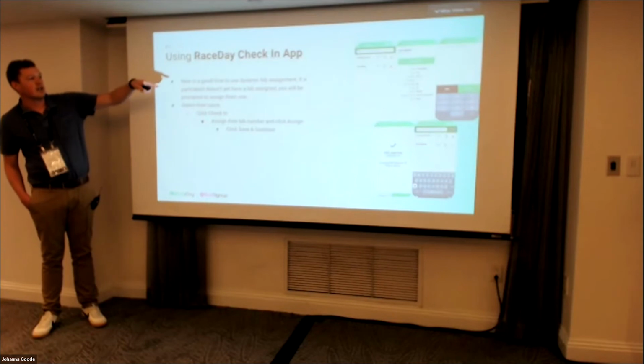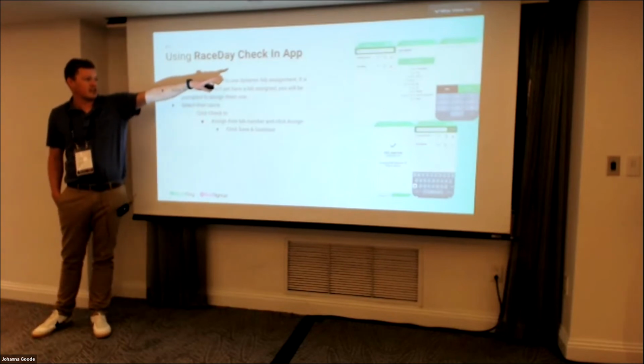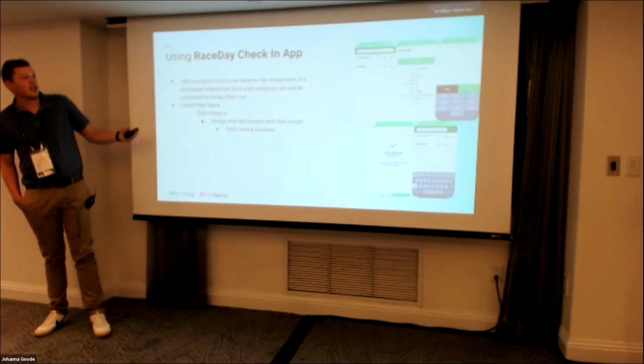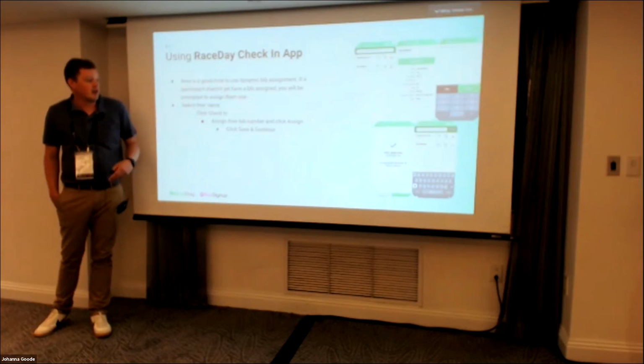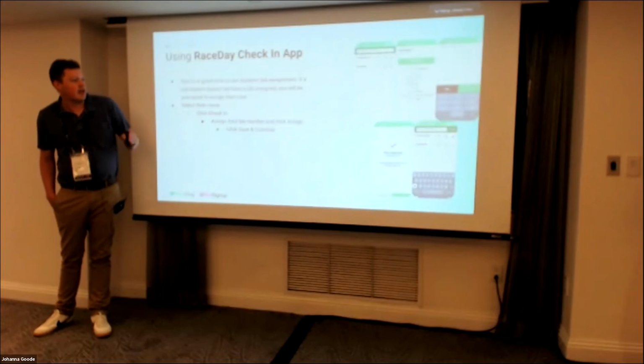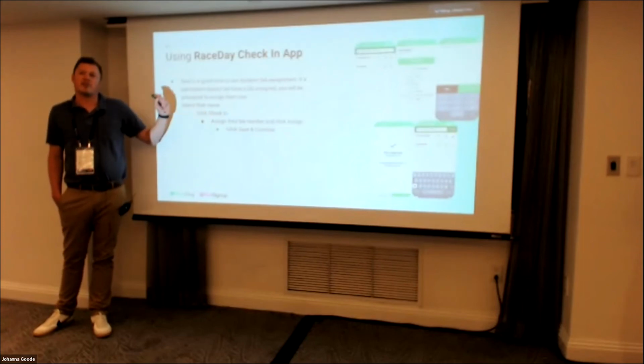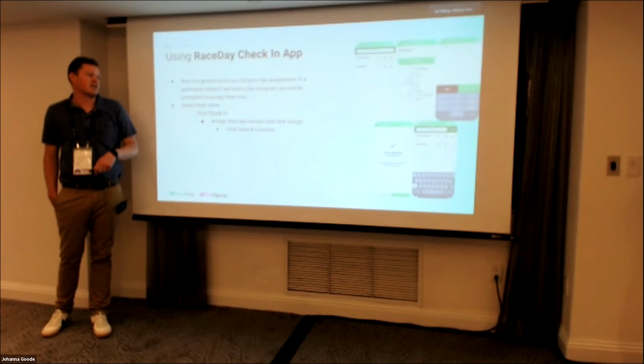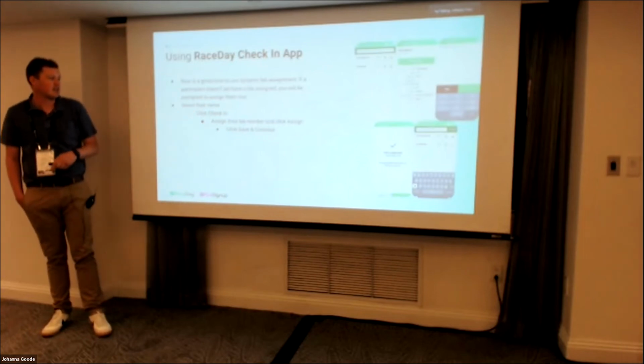So when you go in and you click on their name, you can see that neither of them are checked in in the top left image. When you click check in, you can add their bib number. You click save and continue. This bottom left image is where you would see the print button. You don't hit go back from that screen. You do click save and continue, and it takes you right back to the list, and you can see that the person is now checked in.